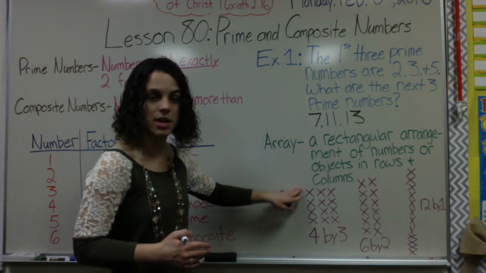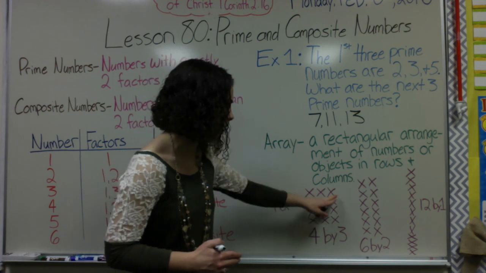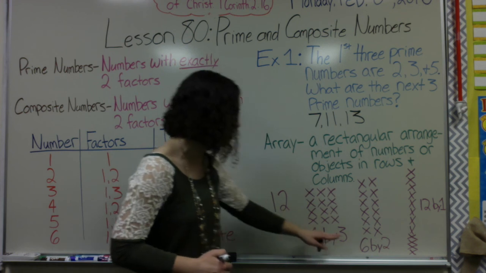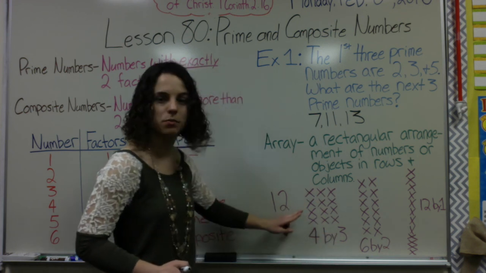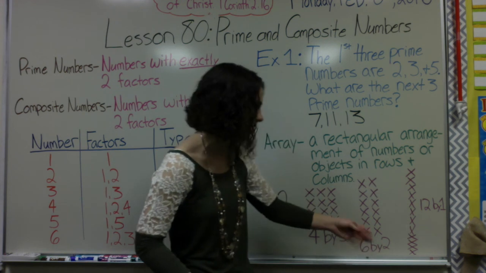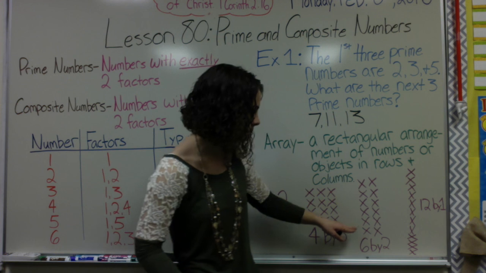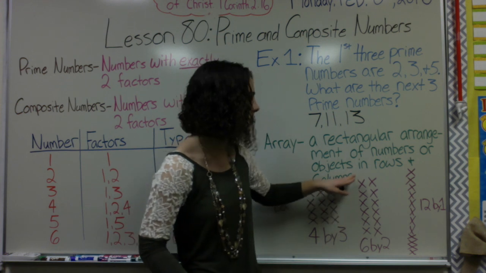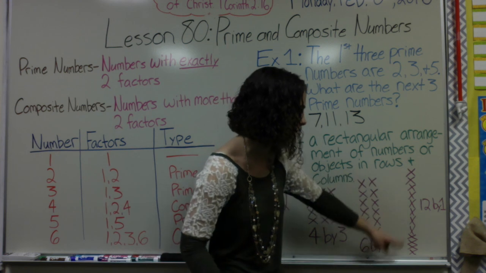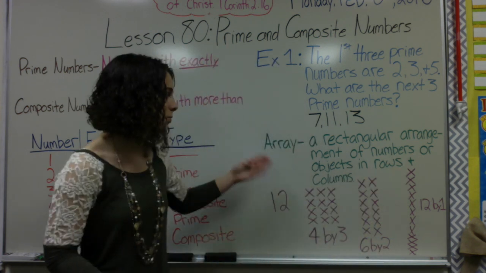So same thing here. I have a 4 by 3. I have 4 rows and I have 3 columns. So I have a 4 by 3, which because 4 times 3 is 12, so I have 12 X's in this rectangle. I can also do a 6 by 2 or 2 by 6, because I have 6 columns and 2 rows, or 2 columns and 6 rows. And I can also do 12 by 1, which is basically 12 X's going straight up and down. So that is what we call an array.